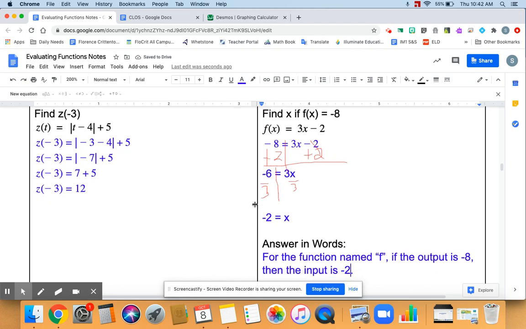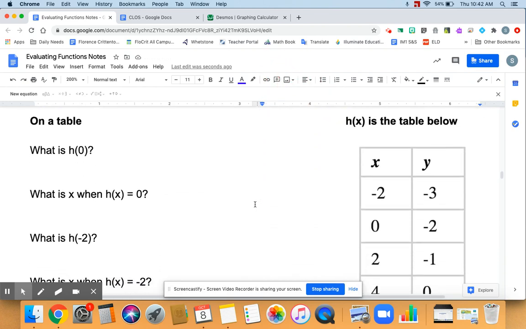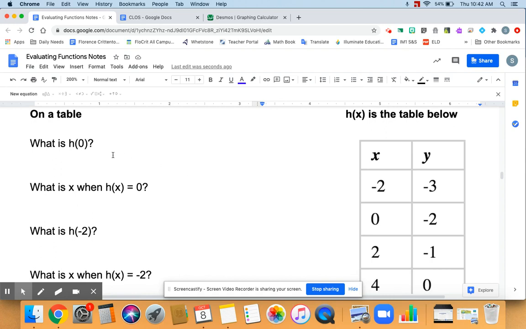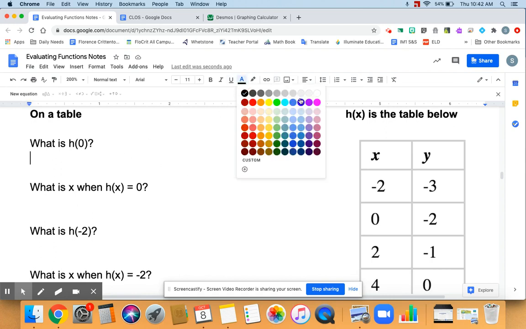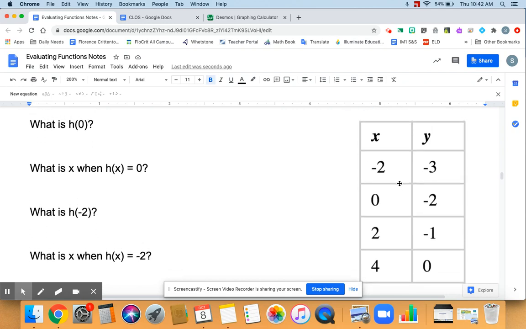All right, so this is how it works for equations. It's a lot easier on tables and graphs. As long as you know how to read tables and graphs, it goes pretty easily. So this is on a table. They're calling this table H. H of X is the table below. So this table right here is H. They want to know what is H of 0.